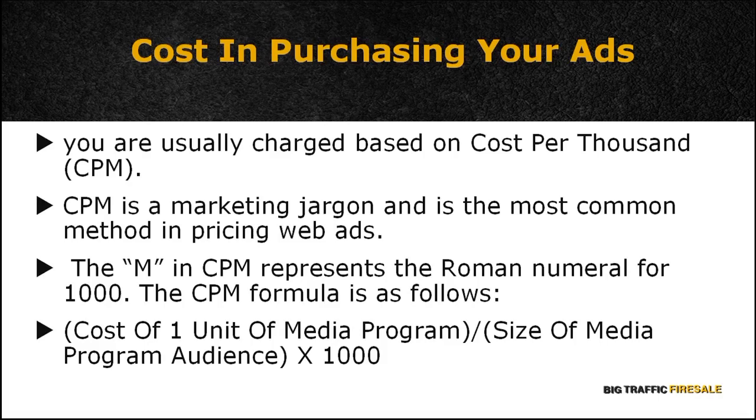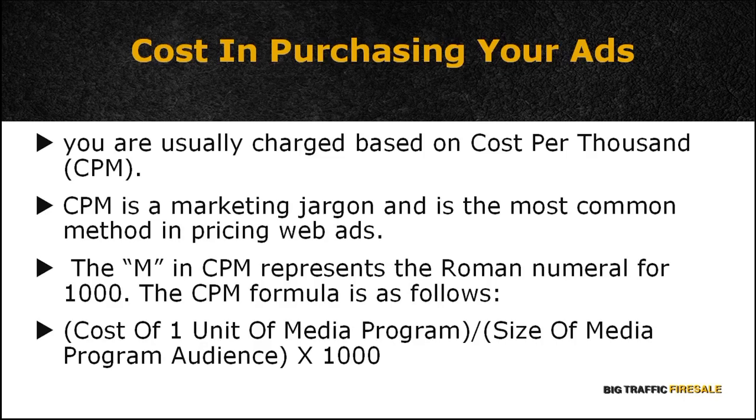When purchasing solo ads, you are usually charged based on cost per thousand. That's CPM. CPM is a marketing jargon and is the most common method in pricing web ads. It refers to the cost of a media vehicle reaching 1,000 people in audience. Some solo ad sites will charge you based on their fixed rate. For instance, it'll cost you $1,500 to advertise to a mailing list of a specific size.